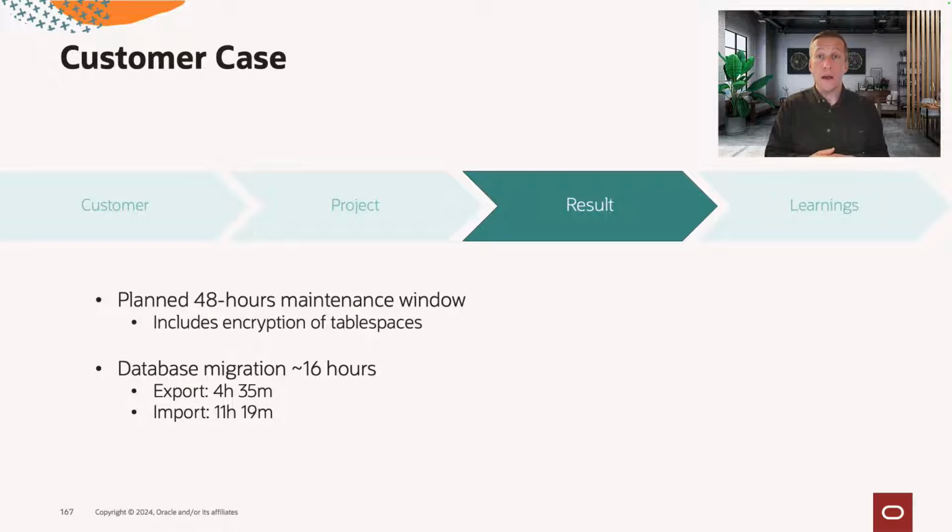In the end, Advania managed to migrate the database in around 16 hours. It might sound like a lot, but those of you that are familiar with EBS databases know that they are monster databases containing hundreds of thousands of objects, and it really does take a while to export and import with Data Pump, especially because there are no parallel capabilities for transportable jobs in 19c. Overall, the team at Advania managed to do the migration within the agreed maintenance window, including encrypting all the tablespaces on the new Cloud@Customer database machine.